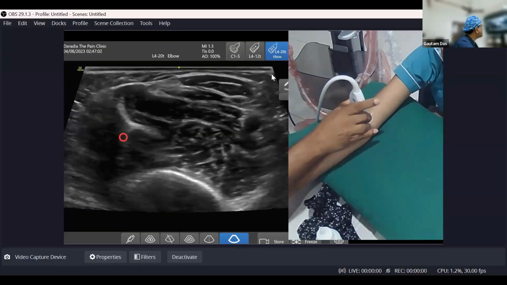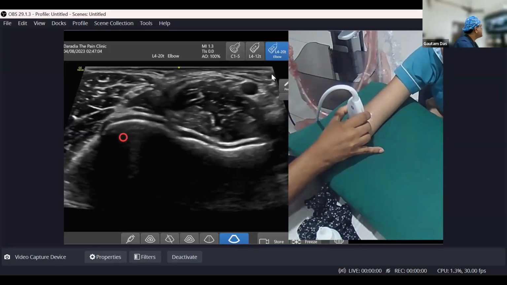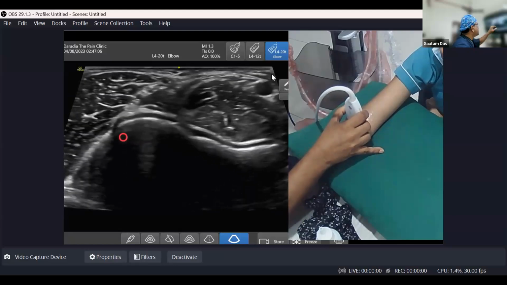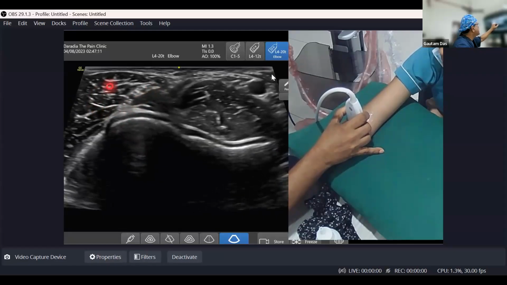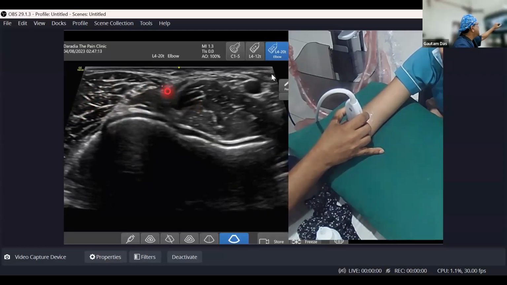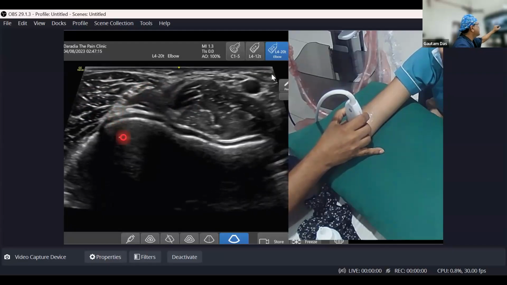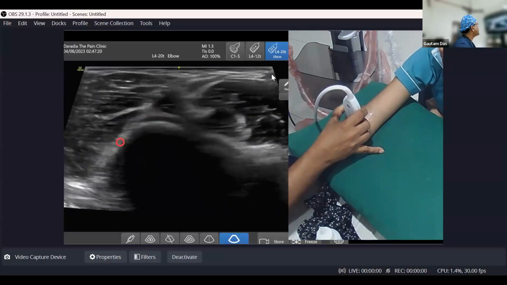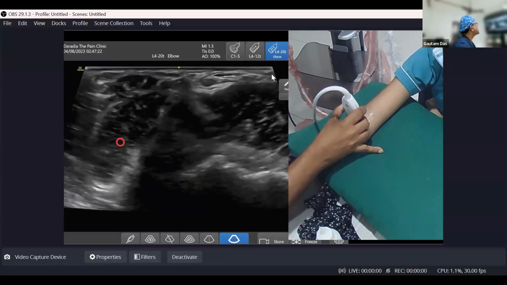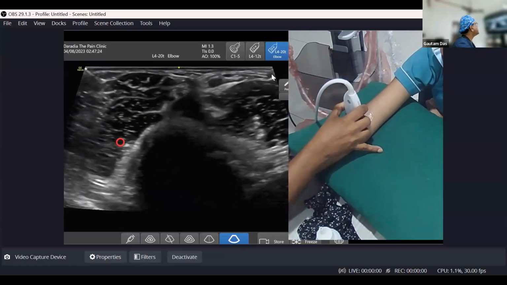So if you can remember that the radial nerve is here between the two fascial planes. This was your brachioradialis, this was your brachialis, and in this fascial plane is your radial nerve. So at this area, if I'm following the radial nerve, you see this was getting divided here at the elbow.